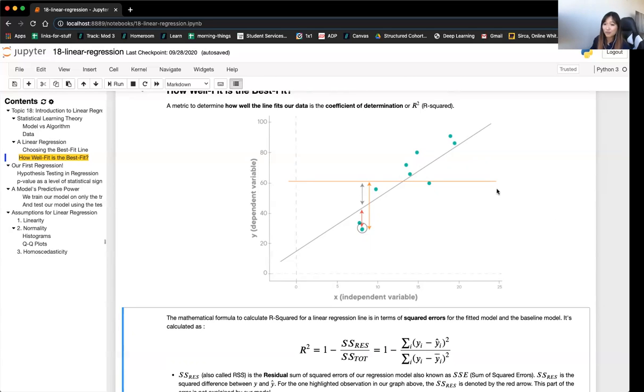If you get an R squared of 1, which is a perfect R squared, it means that all your data points lie perfectly along your best fit line. Questions about this?